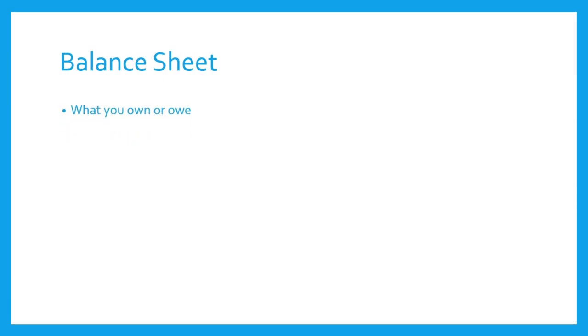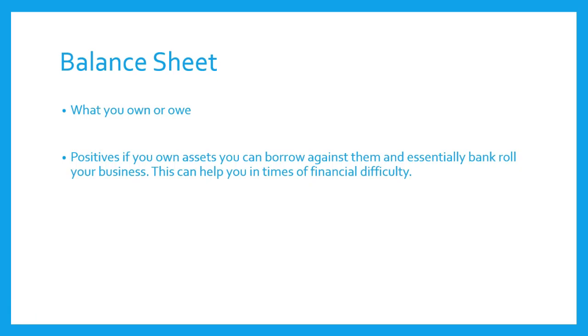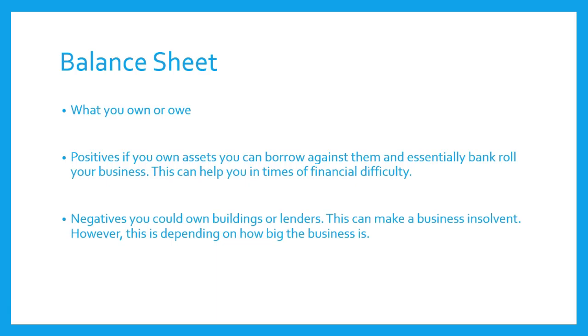The balance sheet says what you own or what you owe. So if it's positive, it's what you own. So basically you own a set of assets, and that can help you with certain issues. It means you can also borrow against those assets, so it can be very advantageous to have a very big asset sheet. It also means you could probably sustain negative cash flow, and you could also sustain negative profit for a small period of time, because you could borrow against your assets, and that could help you out in a difficult time.